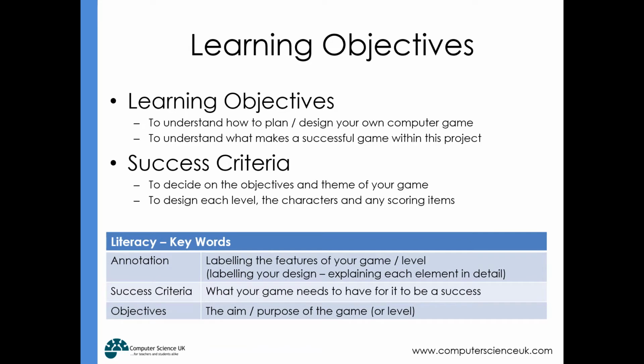Now, annotation, I've used that word already. It's just labeling the features of your design. Success criteria, well, that's basically what your game needs to have for it to be successful. And when I say objectives, we're talking about the aims or the purpose of the game, or a particular level, for example.